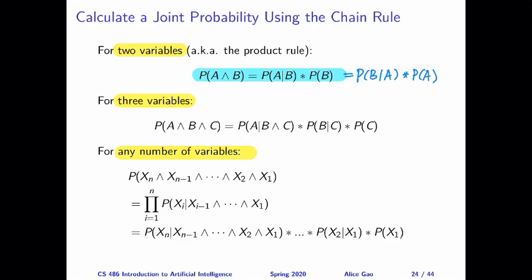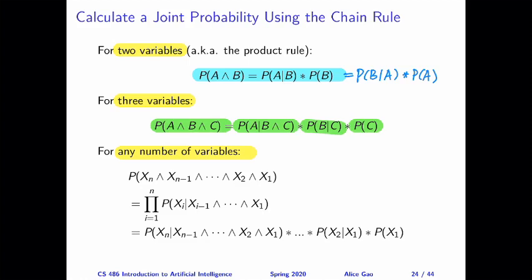Now for the three variable version. For this version, we can begin to see a general pattern for how the chain rule works. If you look at this three variable version, it seems like we are taking these three variables and ordering them in some way. Given this order, we came up with this expression. You can think about coming up with the expression backwards, where for the last variable in the order, we have just the prior or unconditional probability of C. For the second to last variable, we have the conditional probability of B given C. And finally, for the first variable, we have the conditional probability of A given B and C.